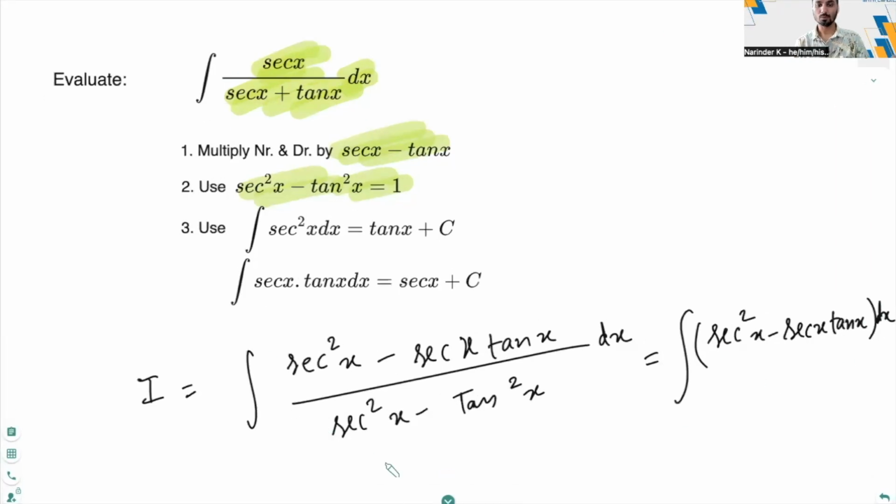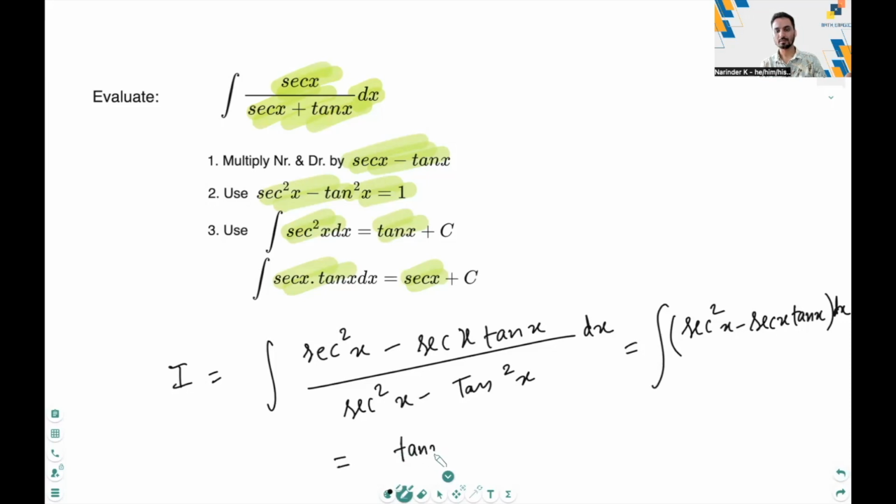dx. Now, by using integral of sec square x as tan x and integral of sec x tan x as sec x, we will get tan x minus sec x plus c.